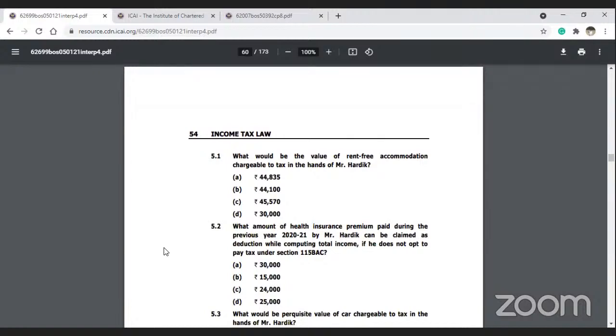The CTC, the total. Why will you include that in salary? He has paid the health insurance premium, he is not earning any income. So he will get only a deduction for it. That will be under 80C or 80D. Right, so we won't be adding it in salary.